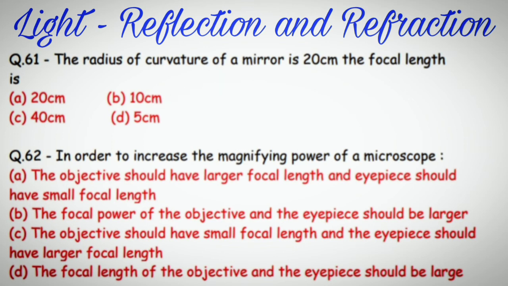Next question comes here. In order to increase the magnifying power of a microscope, option A objective should have larger focal length and eyepiece should have small focal length. Option B focal power of the objective and the eyepiece should be larger. Option C objective should have small focal length and the eyepiece should have larger focal length. Option D the focal length of objective and eyepiece should be large. And the correct answer is objective should have larger focal length and eyepiece should have small focal length.